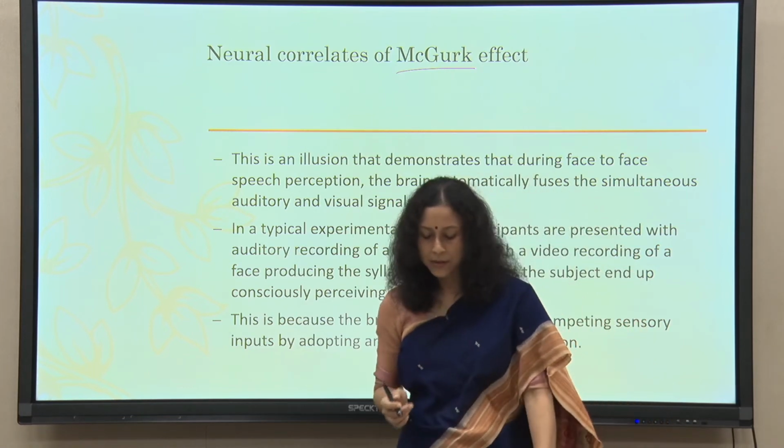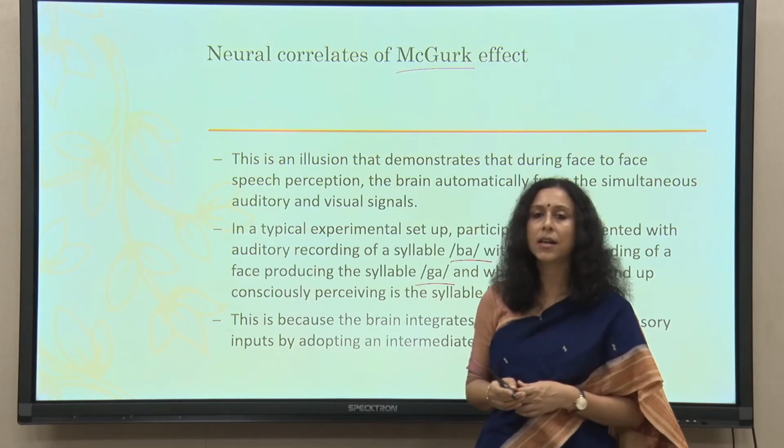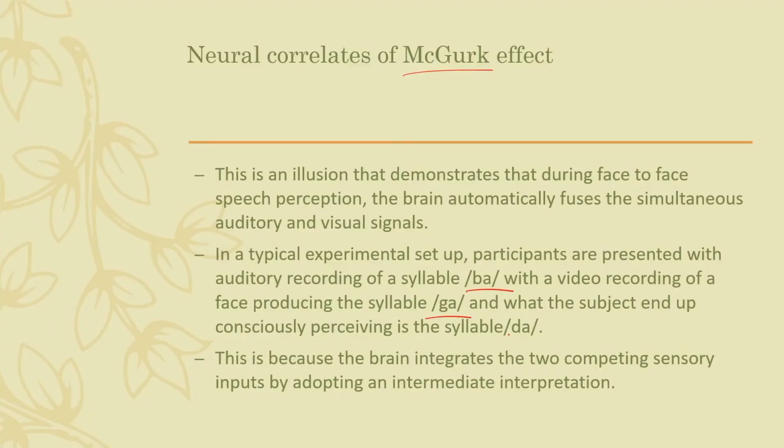What is the finding in this regard? The typical experimental setup is like this. The participants are presented with an auditory recording of the syllable ba. Simultaneously, they look at a video recording of a face that is producing the syllable ga, and ultimately when you ask the subject what did you hear, he or she will say he heard da.